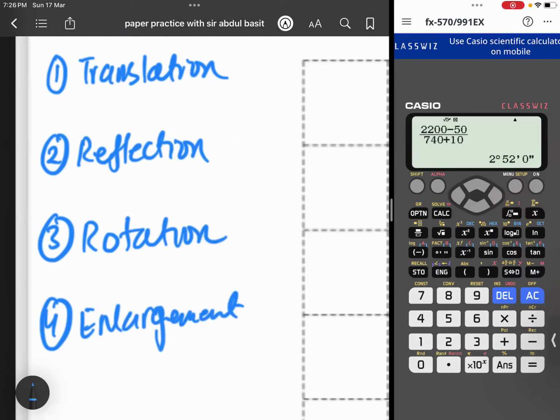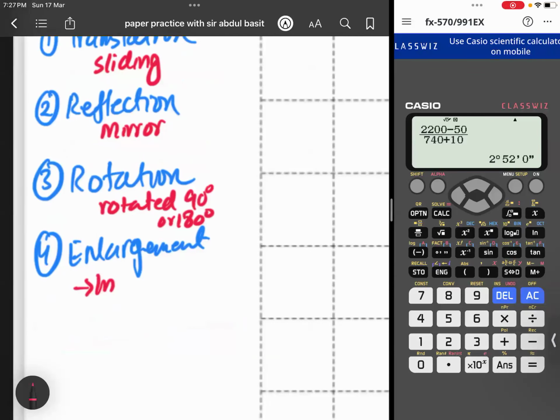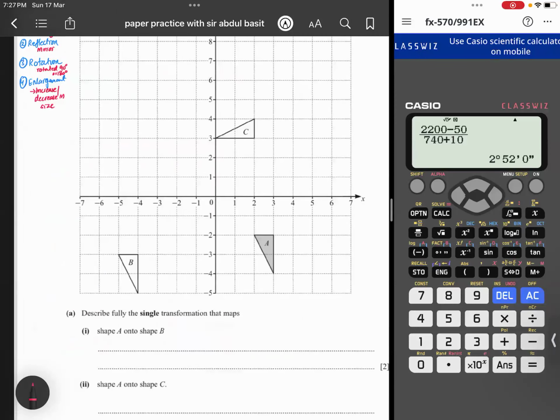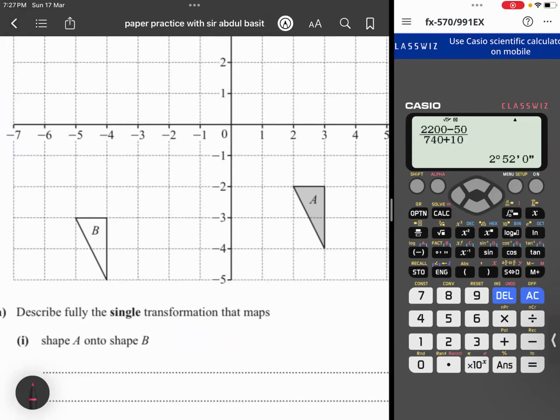We know what a translation is. Translation is a sliding image. Reflection is a mirror image. Rotation is rotated 90 degrees or 180 degrees, clockwise or anti-clockwise as well. Enlargement means increase or decrease in size. Now let's read the question. Describe fully the single transformation that maps A onto B. A onto B is sliding, yes or no? It is translation.